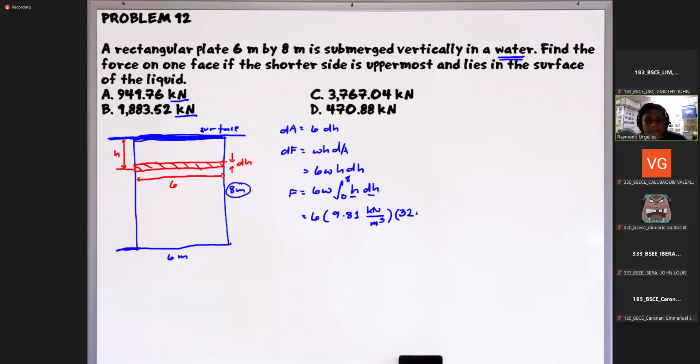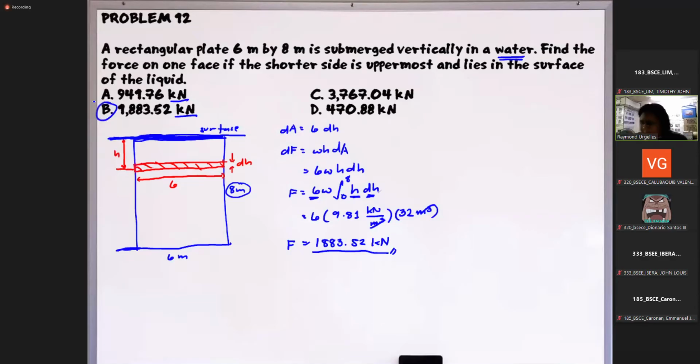Ito meters din to. Di ba? So kaya basically cubic meters na to. So again, meters to, meters to, meters to. So kaya may cubic meters pa tayo dyan. So cancel yung cubic meters, so kaya matitira sa atin ay kilonewton. Di ba? So we have 32 times 9.81 times 6. Di ba? So you will get 1,883.52 kilonewton. Di ba?